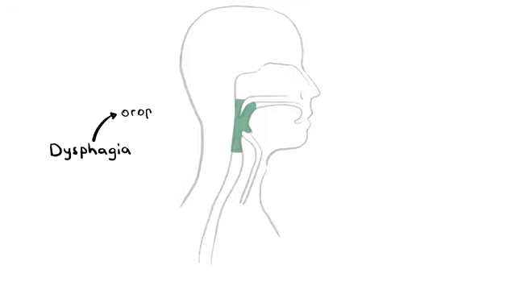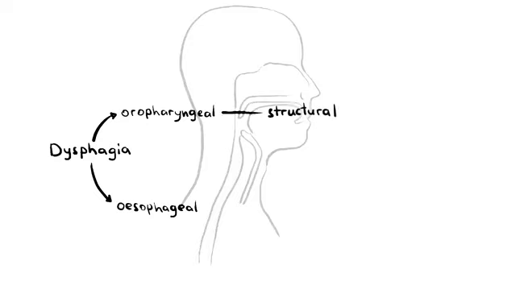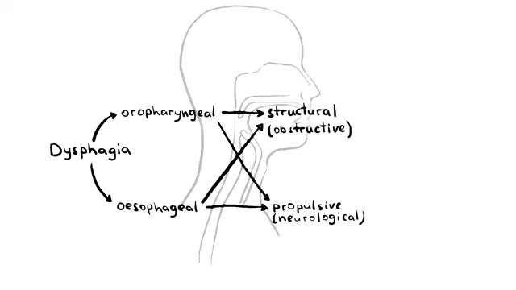There are two main types of dysphagia: oropharyngeal and esophageal. These two types are further classified as either being structural, meaning obstructive causes, or propulsive, meaning neurological causes. A clinical pearl: dysphagia to solids may be indicative of a structural etiology, whereas dysphagia to either liquids alone or the combination of liquids and solids is likely a propulsive cause, a neurological cause.